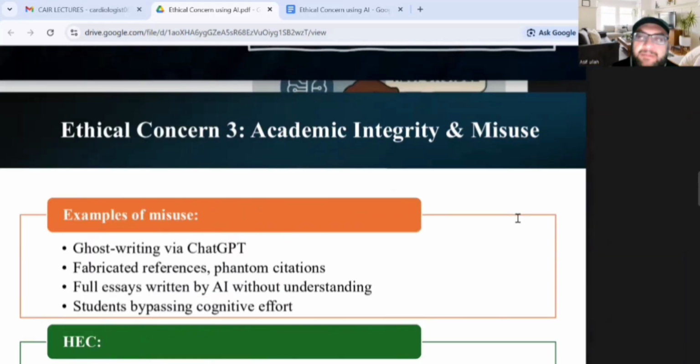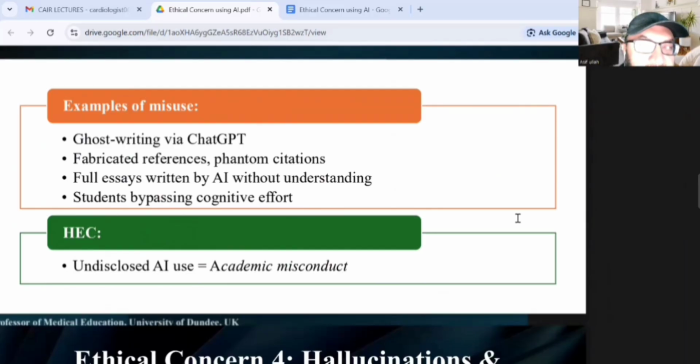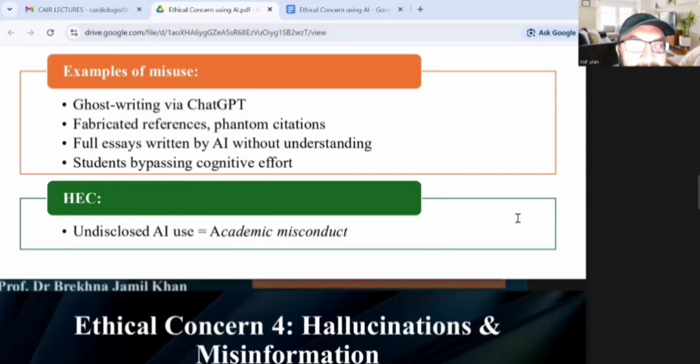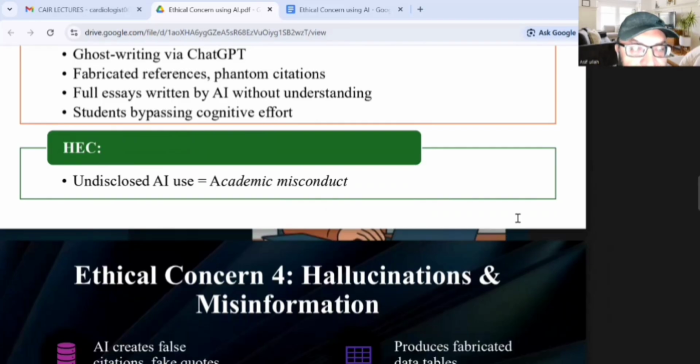The third ethical concern is academic integrity and misuse. Examples of misuse are ghostwriting by ChatGPT, fabricated references, phantom citations, full essays written by AI without understanding, students bypassing cognitive effort. HEC says that undisclosed AI use is equal to academic misconduct.